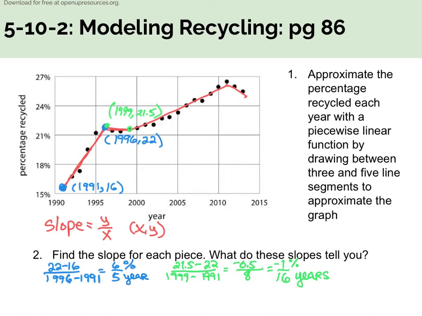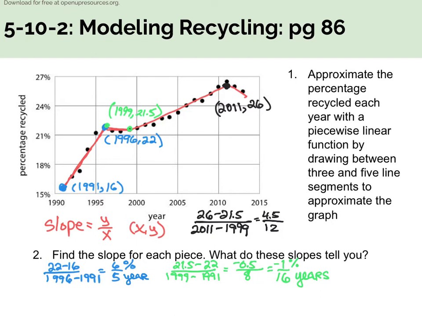So let's go ahead and do this top point here. That top point is about 2011 and probably about 26. So we're going to say 26 minus 21.5, 2011 minus 1999. So 26 minus 21.5 is 4.5. 2011 minus 1999, 12. Let's do 4.5 divided by 12.